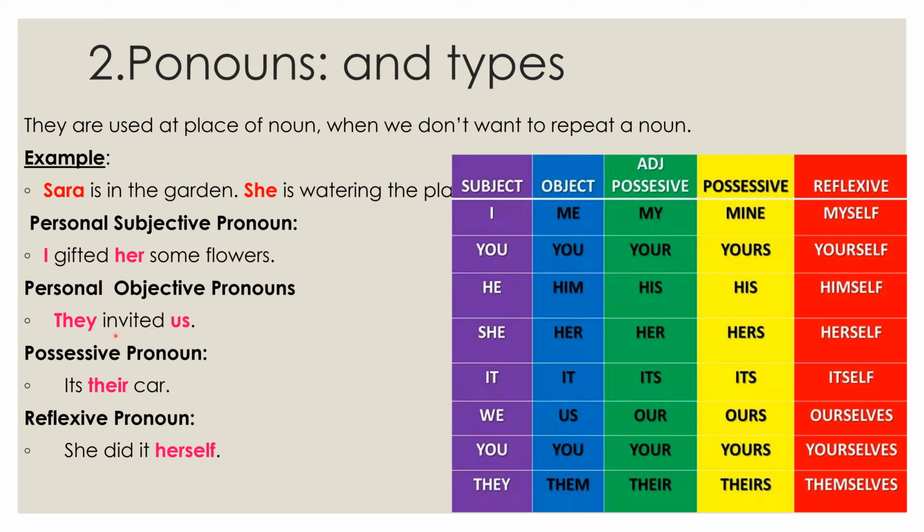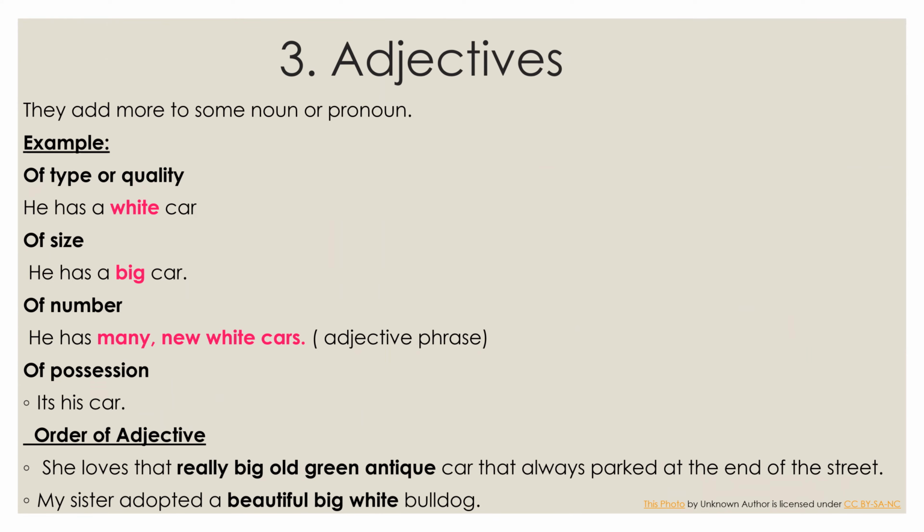Now here, they invited us. They is a subjective pronoun while us is an objective pronoun. And it's their car. Their is a possessive pronoun. So I'm sure that you're going to keep these types of pronouns in your mind and use them correctly.